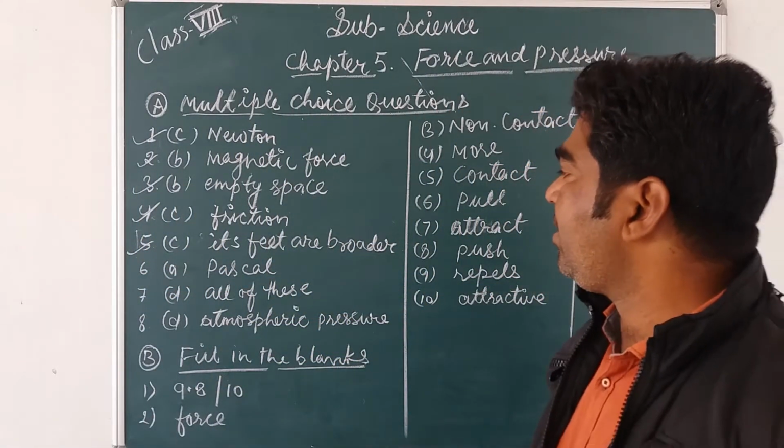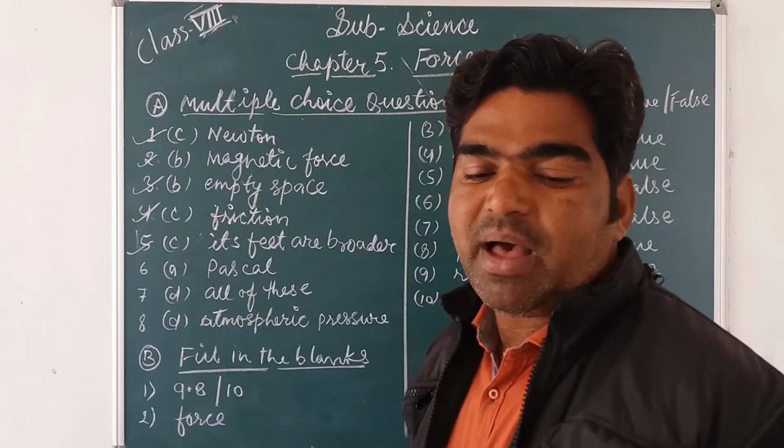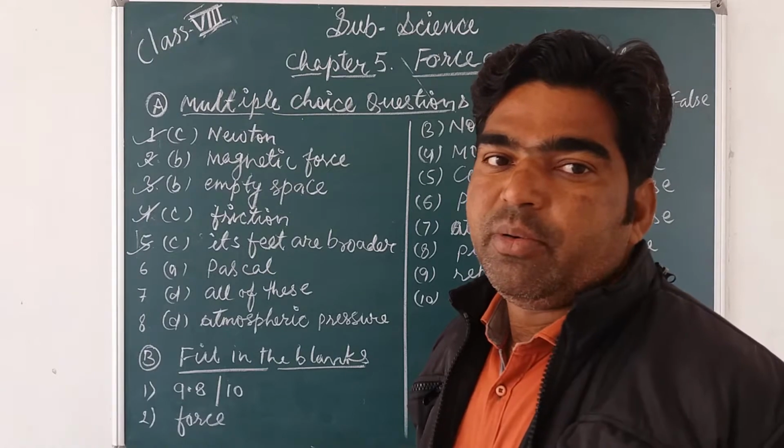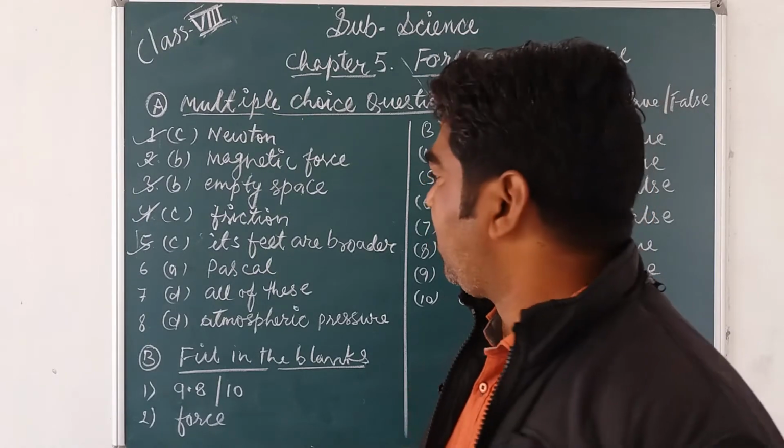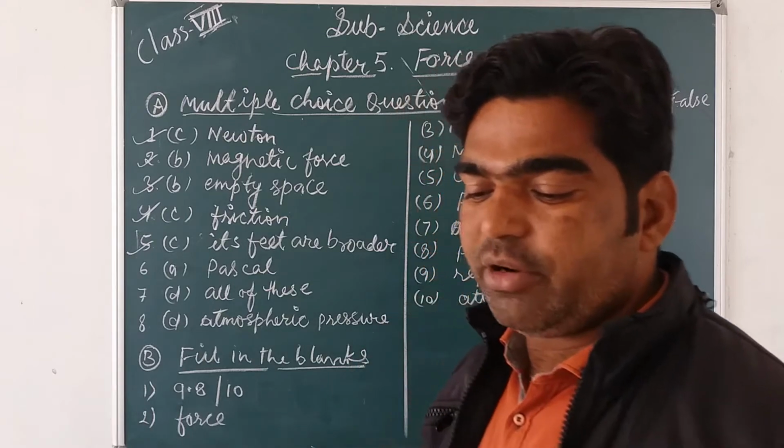Its feet are broader, which means they have more area, right? Its feet are quite broad, so the area is greater. So due to that it can easily run through the desert or the sand.